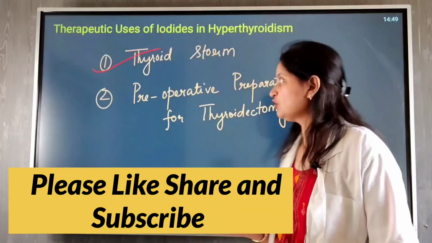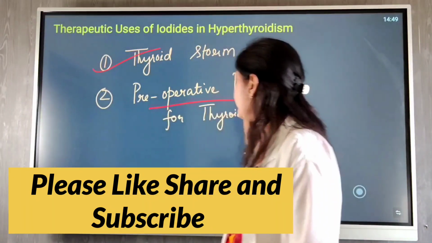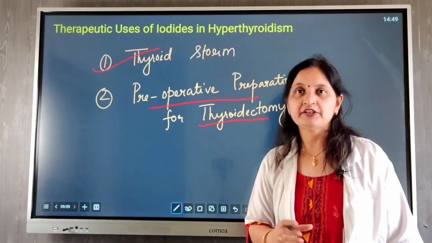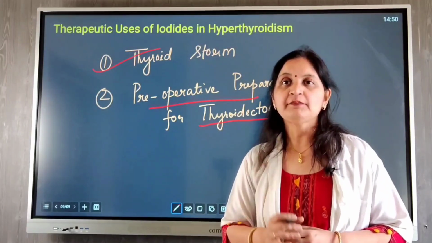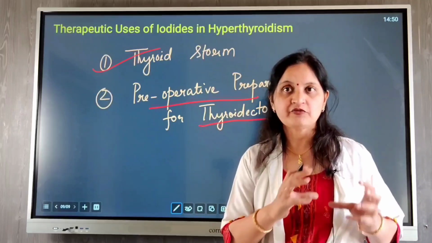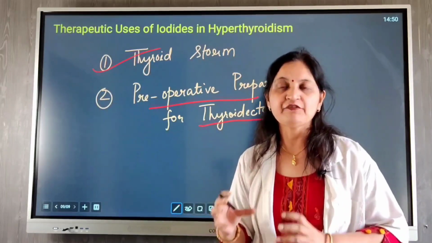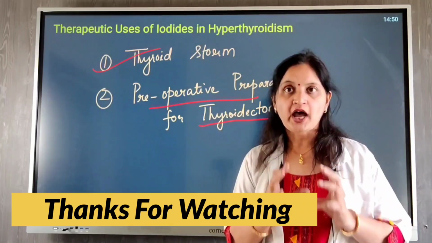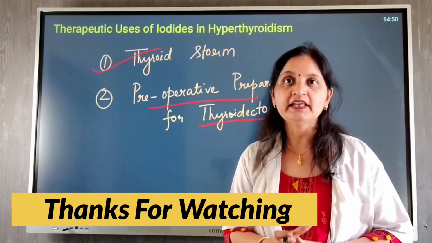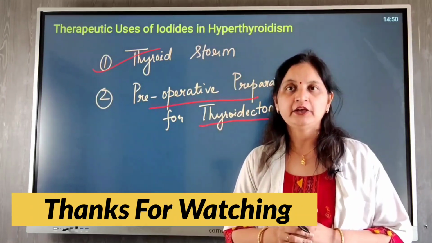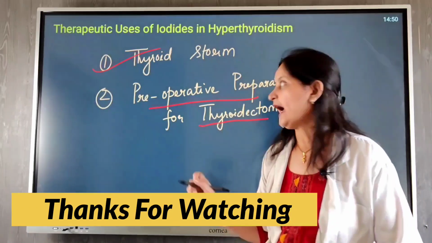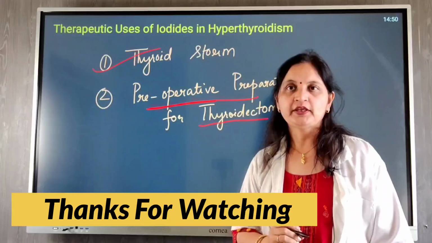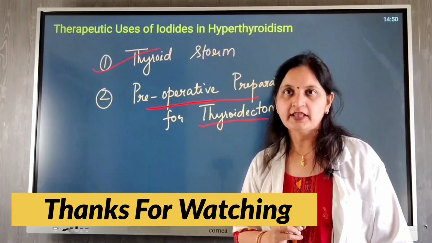Secondly, iodides are also used for pre-operative preparation for thyroidectomy, surgery or radioactive iodine treatment. This is because surgical manipulation of the thyroid gland causes rapid release of T3 and T4 into the circulation, leading to thyrotoxicosis. So, iodides, by inhibiting the release of thyroid hormones into the circulation, are useful as a pre-operative management for thyroidectomy or surgical treatment of the thyroid gland.